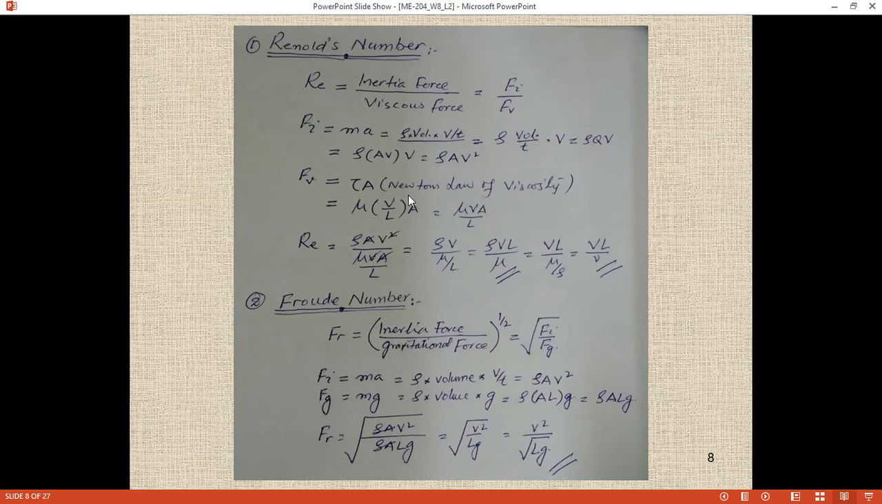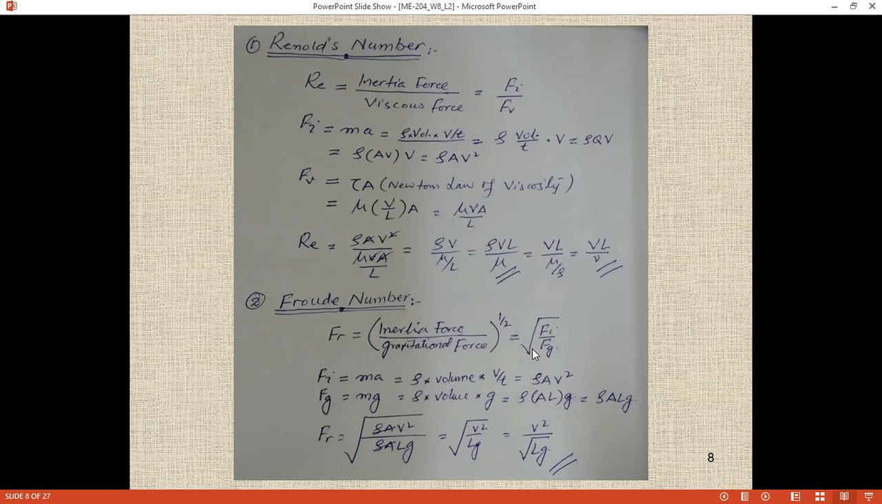The inertia force, we just calculated, is rho A V squared, and the gravitational force, we know, is mass times gravitational acceleration. We simplify the mass in terms of the fluid: the density of the fluid, rho, and the volume. The mass is equal to density times volume, and volume is what? Volume is basically three dimensional, area into length, multiplied by the gravitational acceleration. So the gravitational force will be equal to density times area into length into gravity.